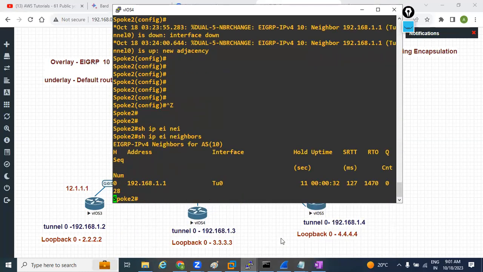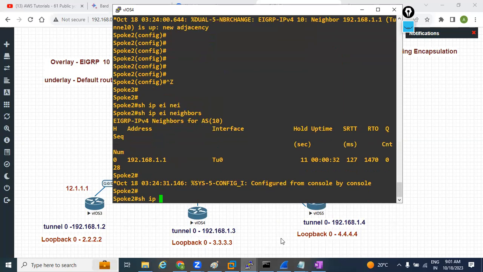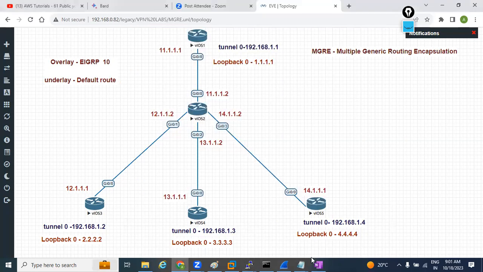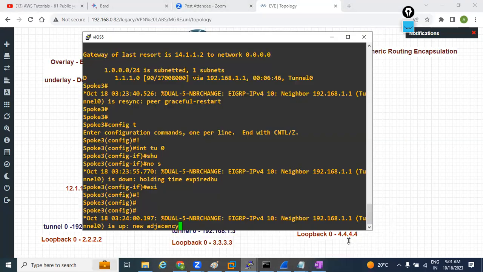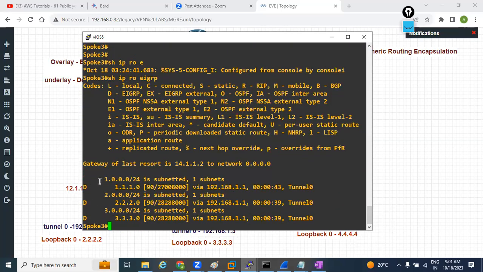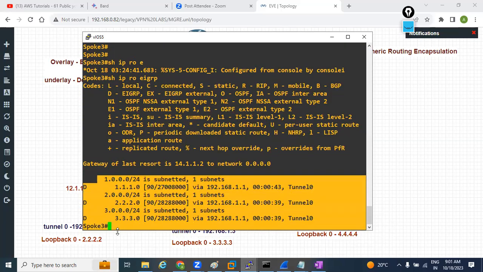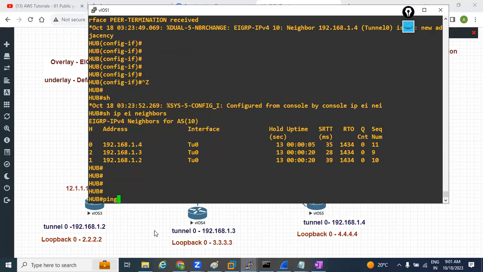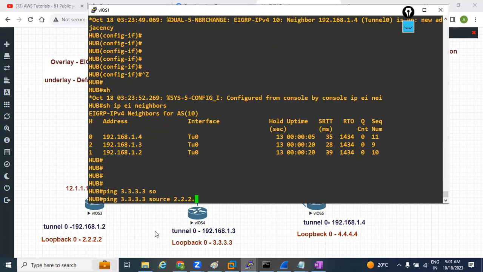Show ip eigrp neighbor. So this is show ip route eigrp. 1 is the hub, 2 and 4 are spoke 1 and spoke 3 here. And I'm on spoke 3 right now. So show ip route eigrp, I have the information. Clear? Now let's try to ping 3.3.3.3 with a source of 2.2.2.2.